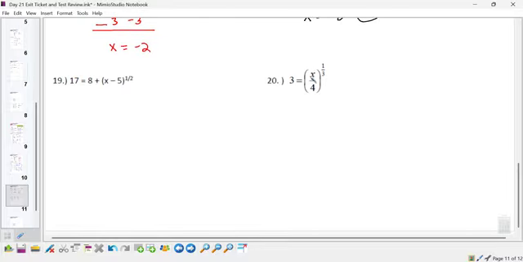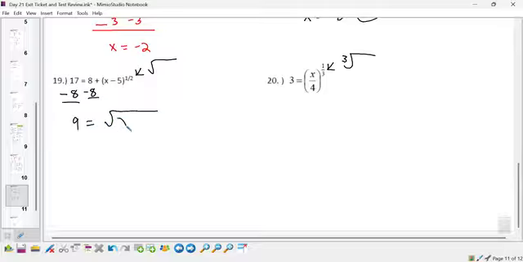Now, 19 and 20 are written with rational exponents, but here, this is just like a square root, and this is just like a cube root. I'm going to start number 19 by subtracting 8 from both sides. That gives me 9 equals, I'm actually going to write this as the square root of x minus 5. I'm going to square to get rid of the square root. I'm going to add the 5.